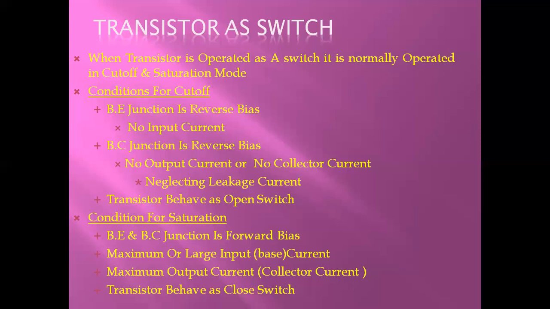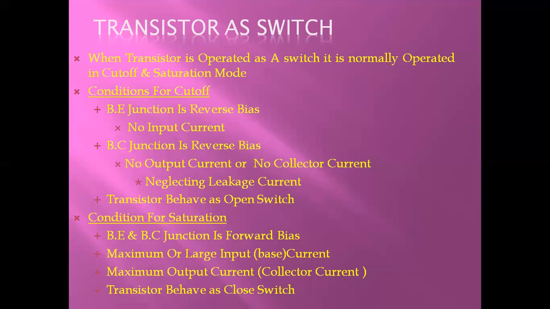Where in the active mode, one sandwiching junction should be forward biased and another one should be reverse biased. So in the case of this switch condition, we have only two different modes of operation: cutoff and saturation. In cutoff, both are in reverse. There is no forward biased junction.